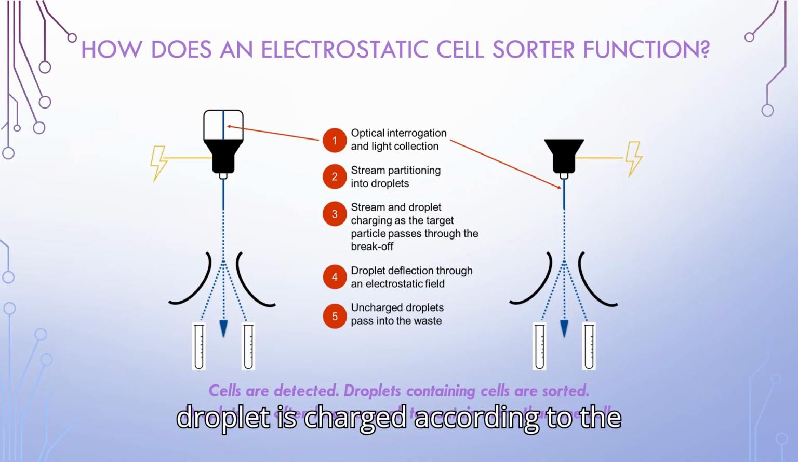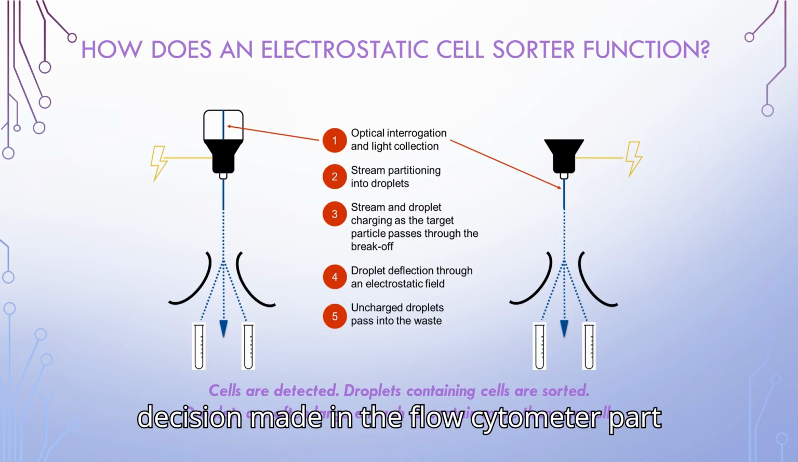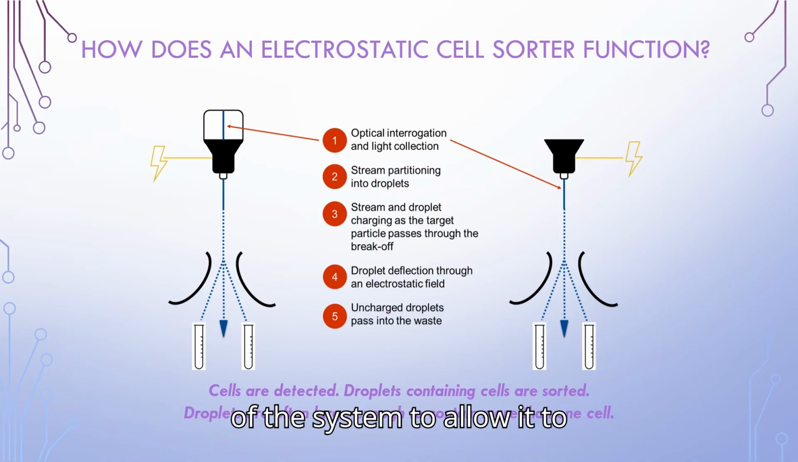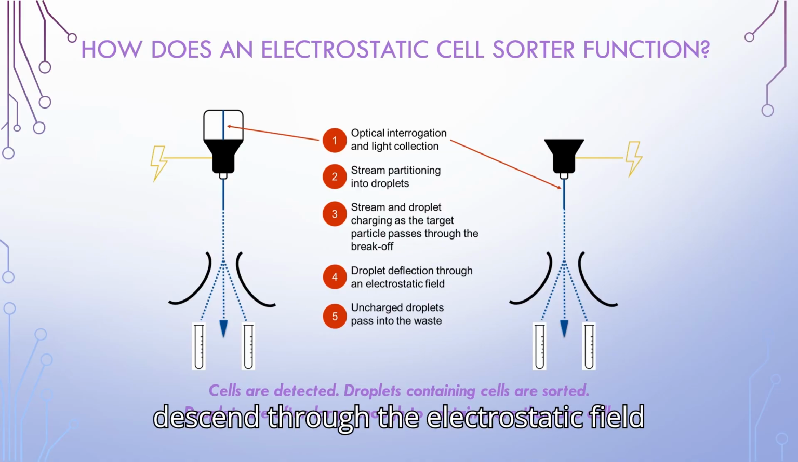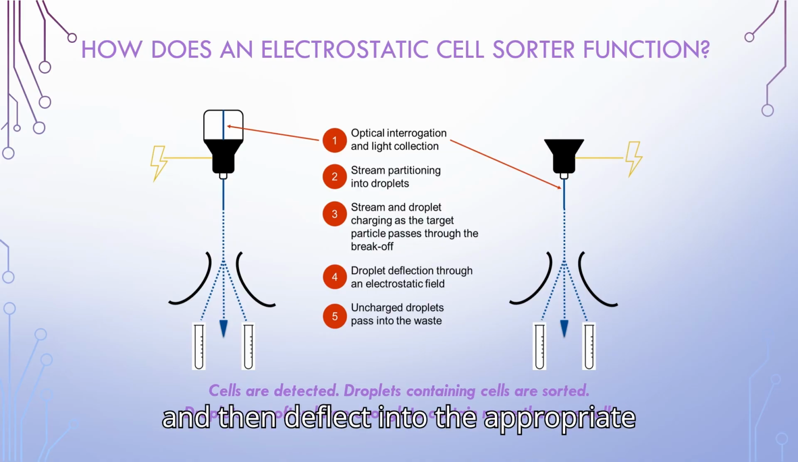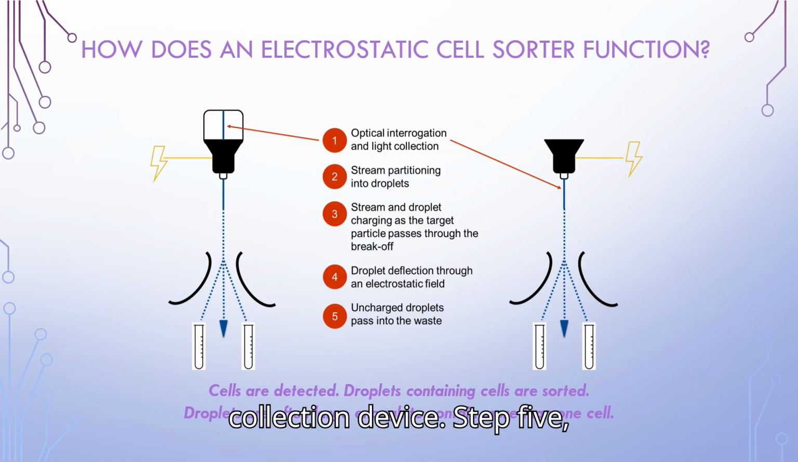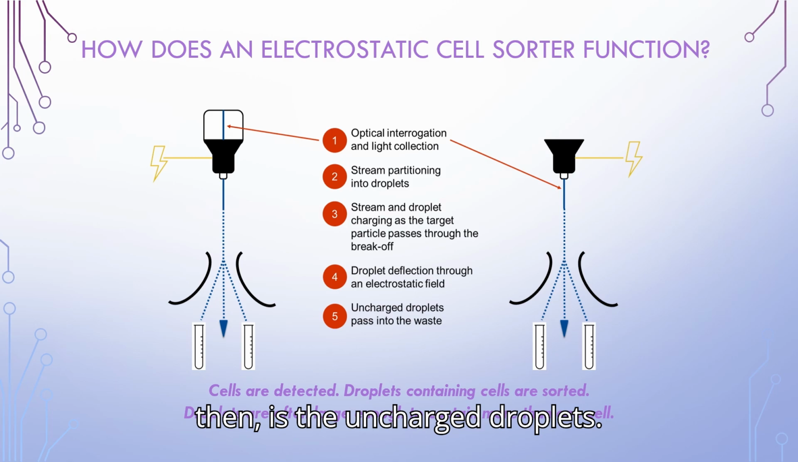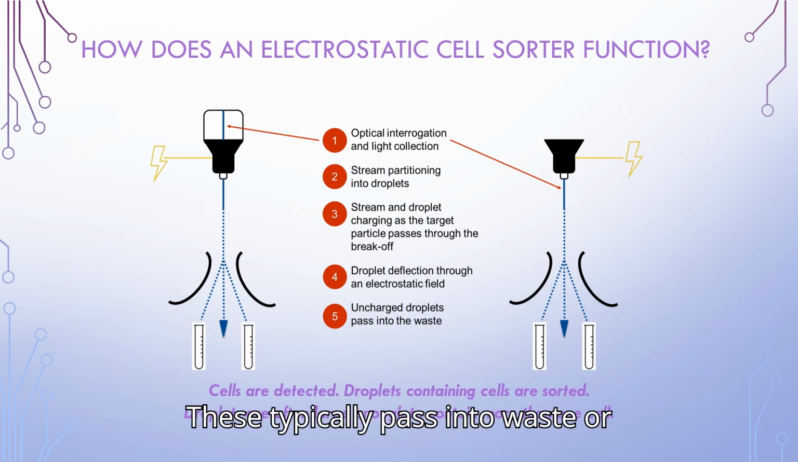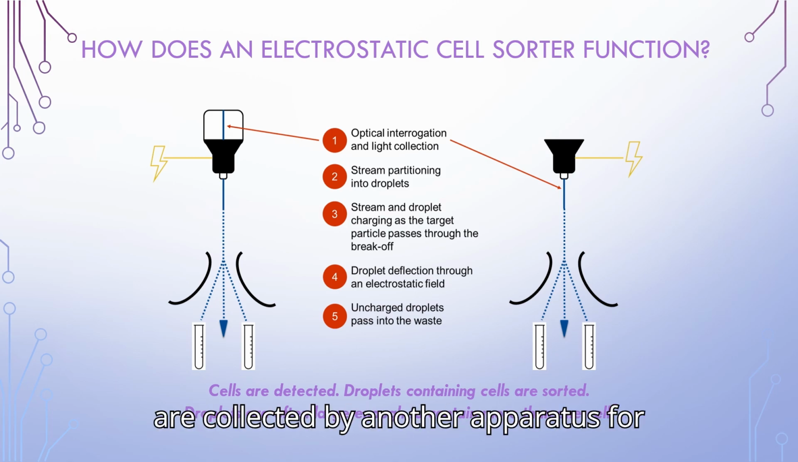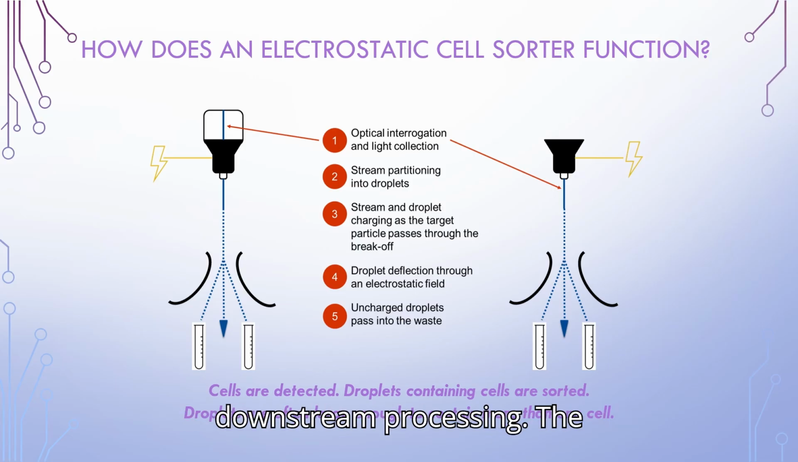Each droplet is charged according to the decision made in the flow cytometer part of the system to allow it to descend through the electrostatic field and then deflect into the appropriate collection device. Step 5 then is the uncharged droplets. These typically pass into waste or are collected by another apparatus for downstream processing.